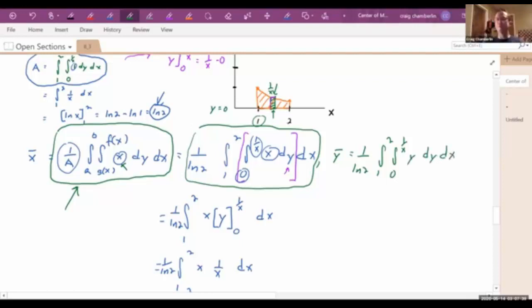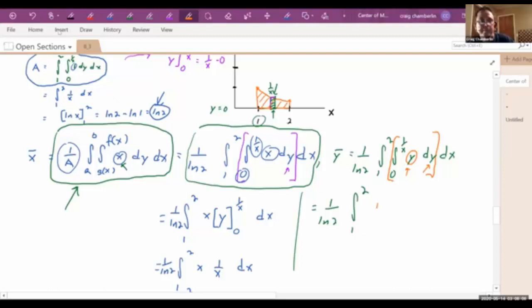So we evaluate that integral. Let's go ahead and do that, because it'll be a little bit different. So we have the 1 over natural log of 2 on the outside. Integral 1 to 2 doesn't go anywhere. If you evaluate this inner integral, it is with respect to y. So what do you get when you integrate y with respect to y?